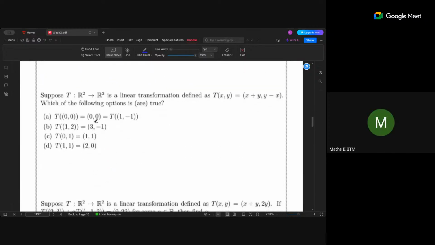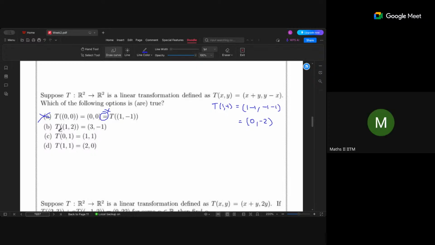Okay. So here you are given a linear transformation. Now for this specific transformation, what are the conditions? Of course T of (0, 0) is (0, 0). But what is T of (1, minus 1)? Substitute here and see. 1 minus 1, minus 1 minus 1. So (0, minus 2). So is this correct then? This is incorrect, right? This part is not correct. So this first statement is incorrect.